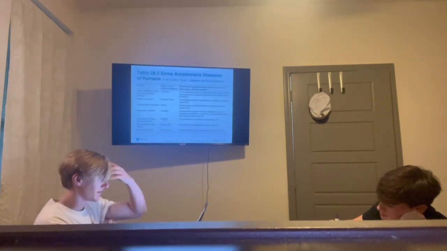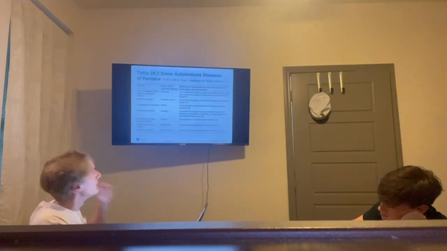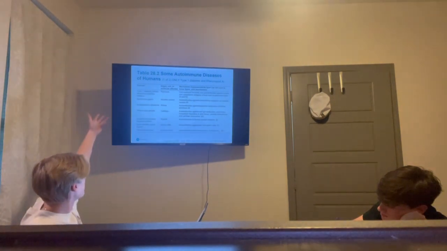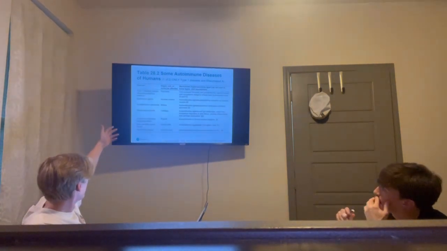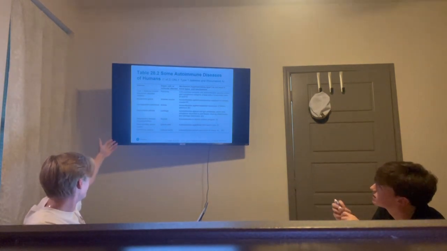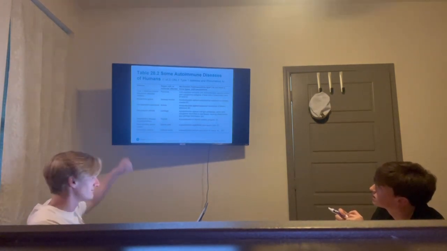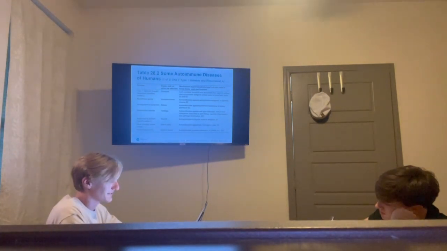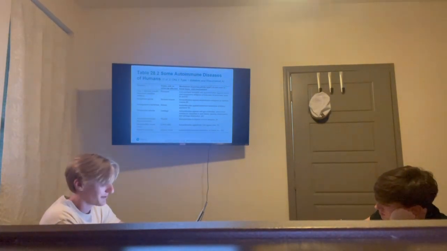Here's a table of some of the autoimmune diseases we have. We have very common ones like type 1 diabetes, arthritis, hypothyroidism, male infertility, anemia, a bunch of basic stuff, all affecting different areas of the body.